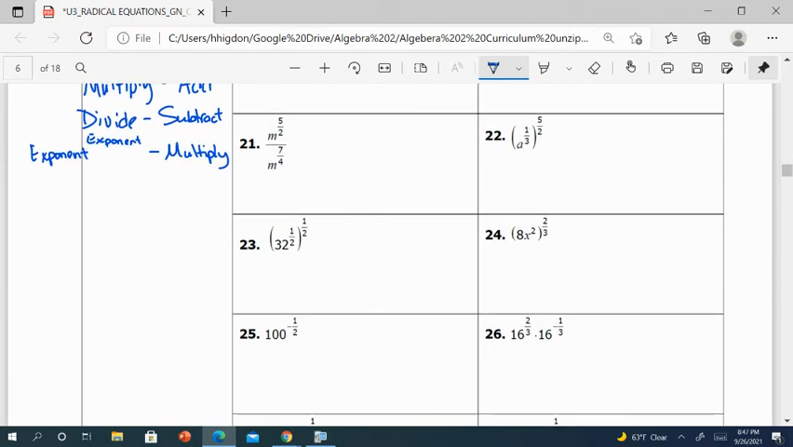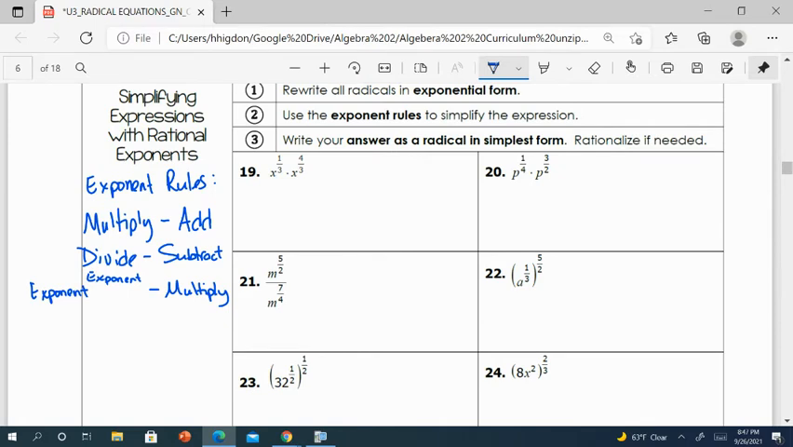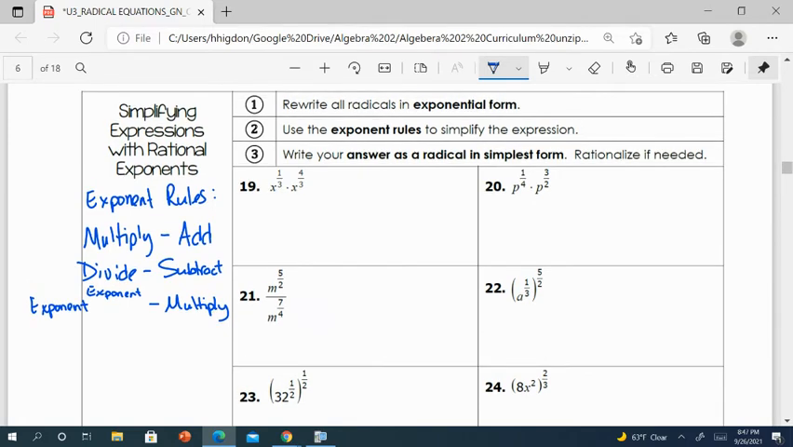I can't think of anything else off the top of my head, so I may have some more as we go throughout this process. I may add to that, but let's look at number 19. So the steps here say to rewrite all radicals in exponential form. Use the exponent rules to simplify the expression and then write your answer as a radical in simplest form, rationalize if needed. So for number 19, I have x to the 1/3 times x to the 4/3.